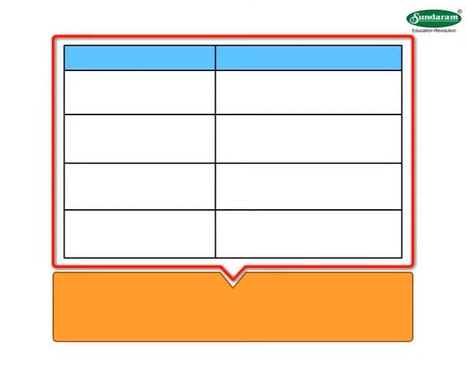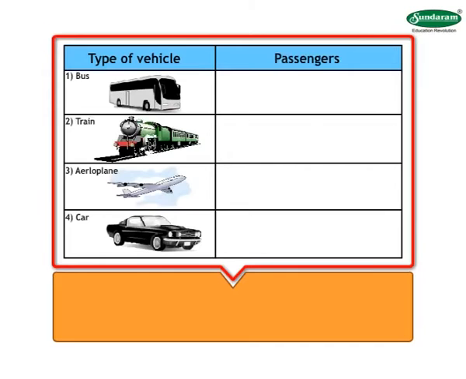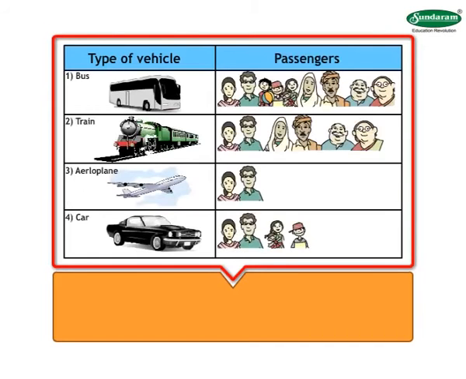See the table given. The first column has the heading Type of Vehicle. The next column has the heading Passengers. There are 4 different vehicles shown by which different numbers of passengers are traveling. Let us frame at least 5 different questions based on the given table.